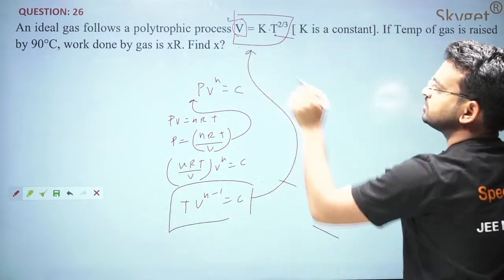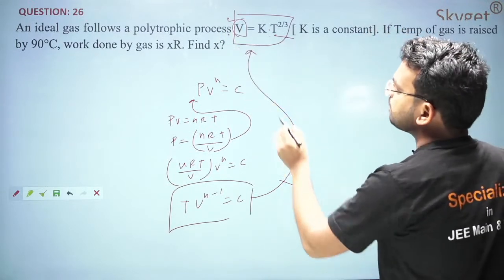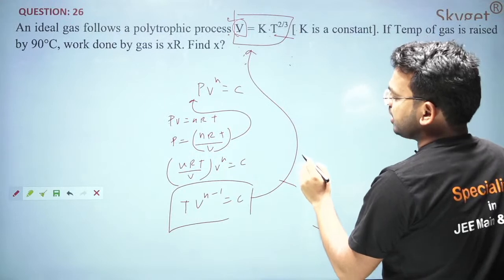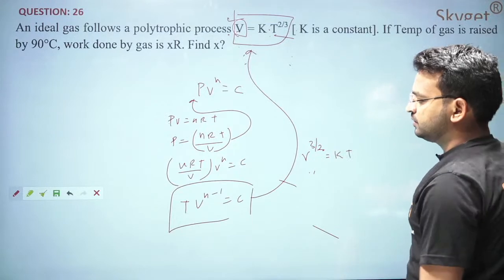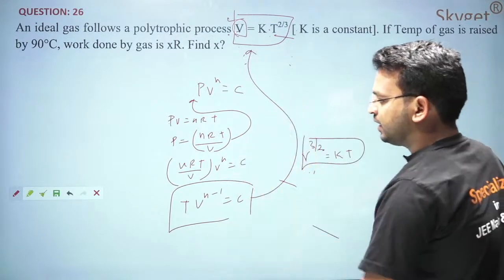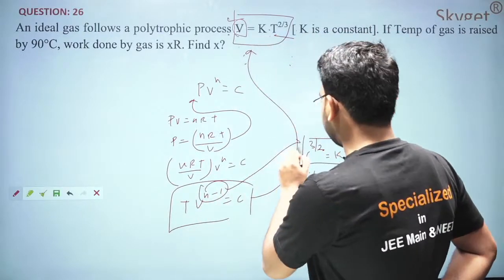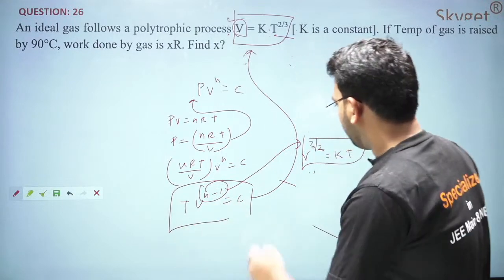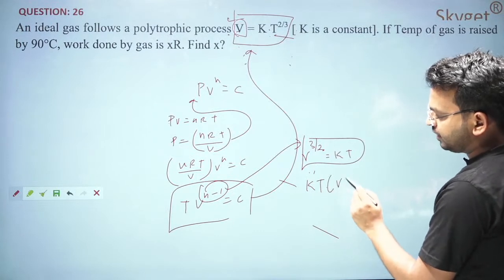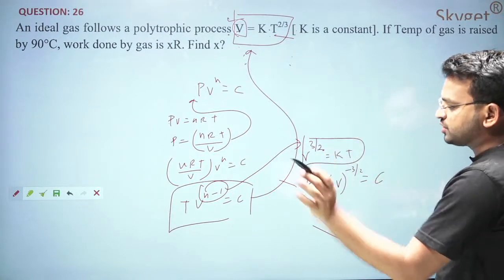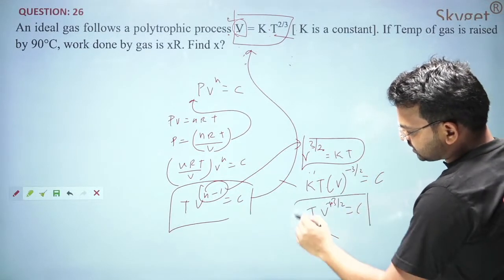So here you have this relation. And if I convert this relation into that one, I can easily do that. So for example, if I say that the V is going to be 3 by 2 equal to K into T, right? This relation you can get from here, right? You just compare this value has to be equal to that value, or you can take this value this side. So K into T into V to power minus 3 by 2 equal to again some constant. So T into V to power 3 by 2 equal to constant.